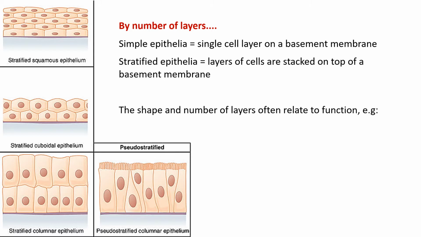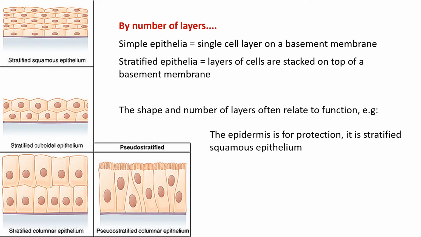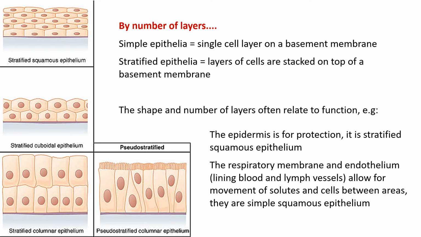The shape and the number of layers often relate to function. So, for example, the epidermis is stratified squamous epithelium because we've got multiple layers for protection. The respiratory membrane across which the gases diffuse in the alveoli is very, very fine because things have to diffuse across.